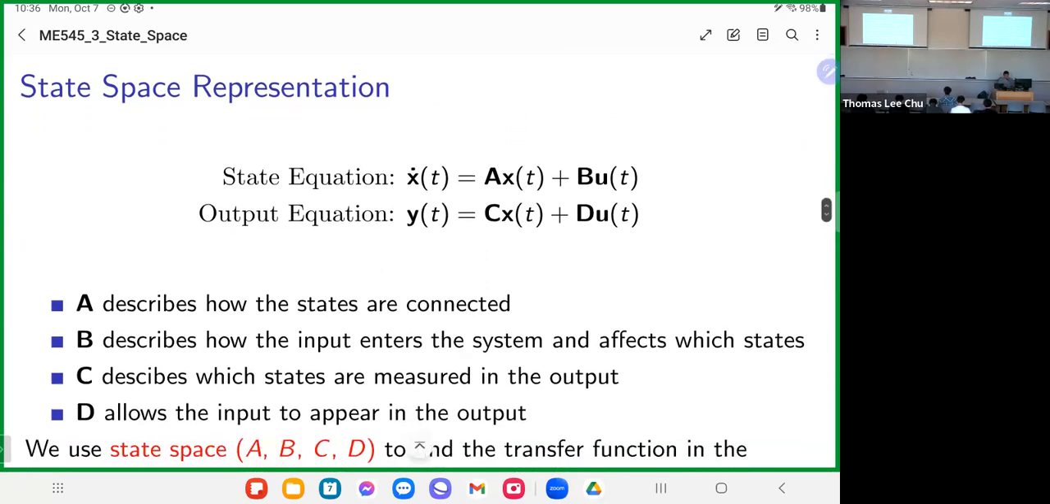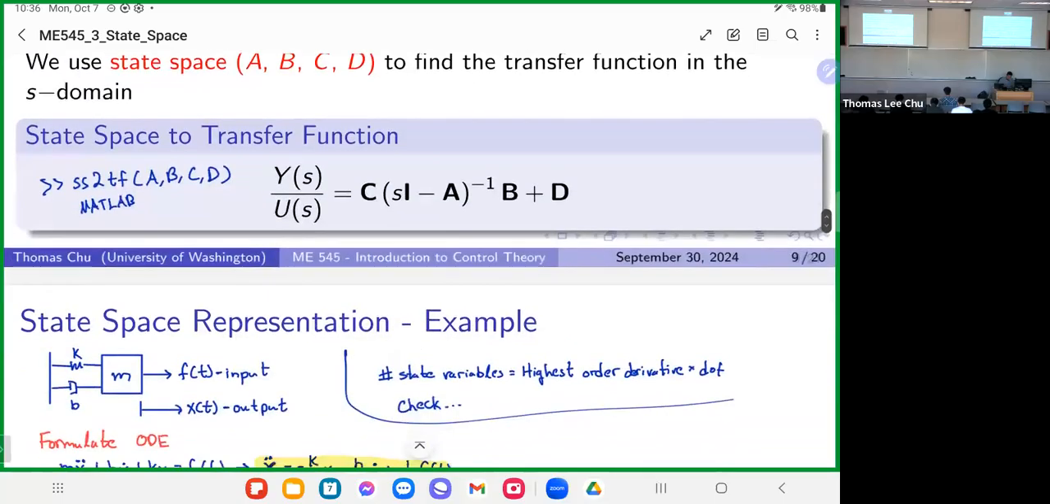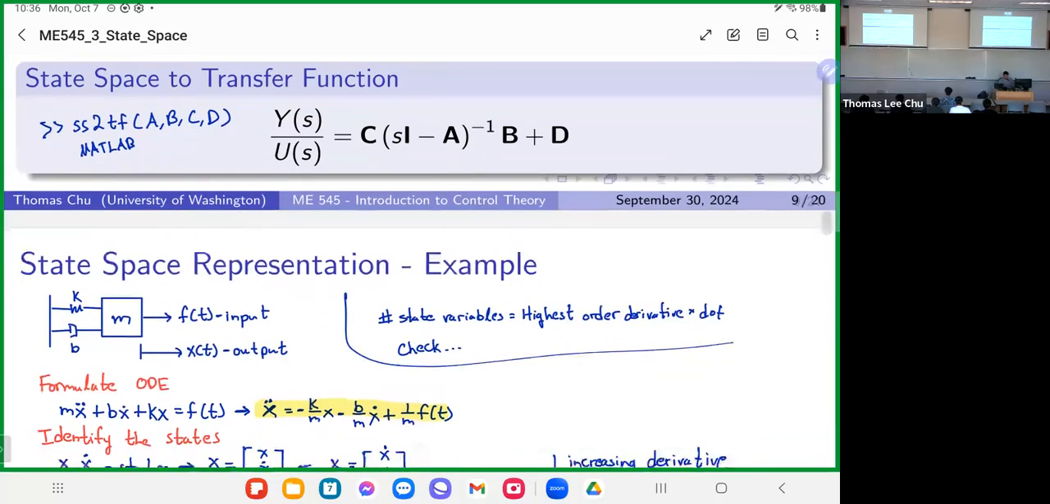And basically, when we do that, we define our A, B, C, and D matrices, which will relate to how the states are connected, how the input is connected, and what output we're measuring, and if we see our input in the output. The nice thing about state space representation is that we can use state space to transfer function equation and get the transfer function equation directly from the state space representation.